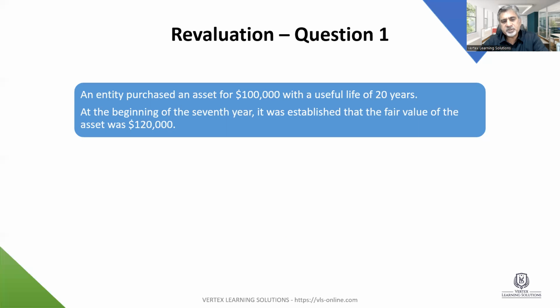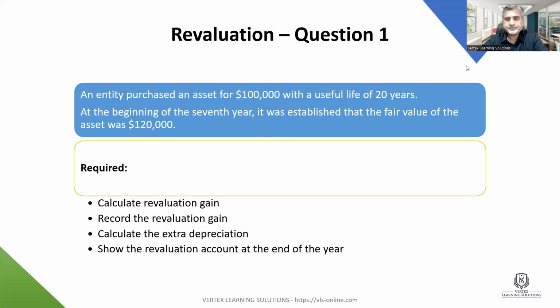Now, what does this question say? Required. Four things you need to understand when you do these revaluation questions. Number 1, you have to calculate how much the revaluation gain is. We just did it. Number 2, record the revaluation gain. Record the revaluation gain means the double entries, the debit and credit. And number 3, extra depreciation.